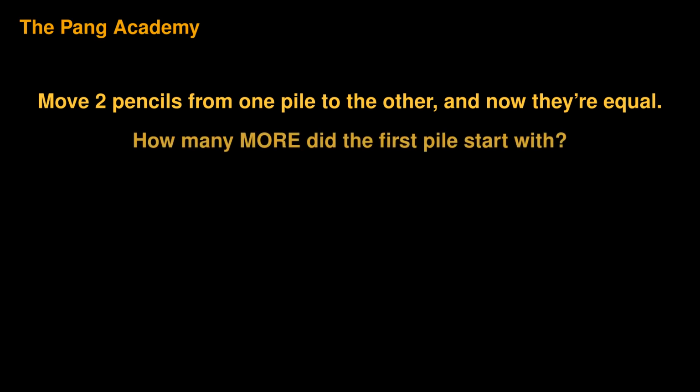One pile of pencils has more than another. Move just 2 pencils across, from the bigger pile to the smaller, and suddenly the 2 piles are equal. So how many more did the first pile start with? It is very tempting to say 2, simply matching the 2 you moved. That answer feels obvious, and it is wrong.